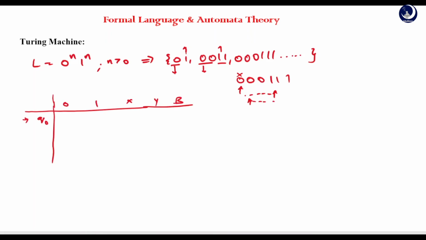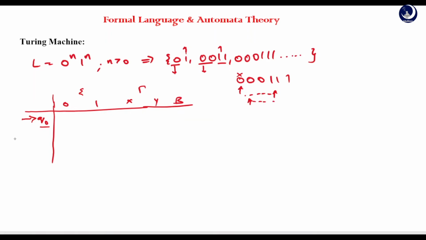So let q0 be the initial state here, and 0 and 1 are the input symbols, this is sigma, and X and Y let them be the tape symbols, and capital B is the blank space. So why do we use X and Y here is to mark the zeros and ones. Here I am taking X as the symbol to mark the zeros which have already been processed, and Y is for the ones which have already been processed.